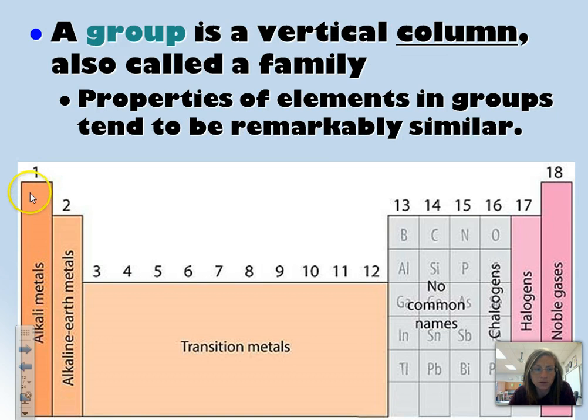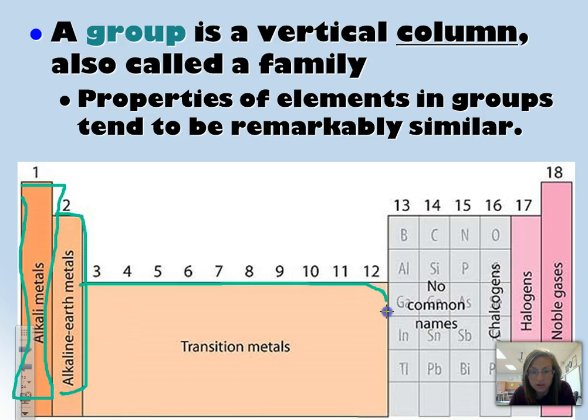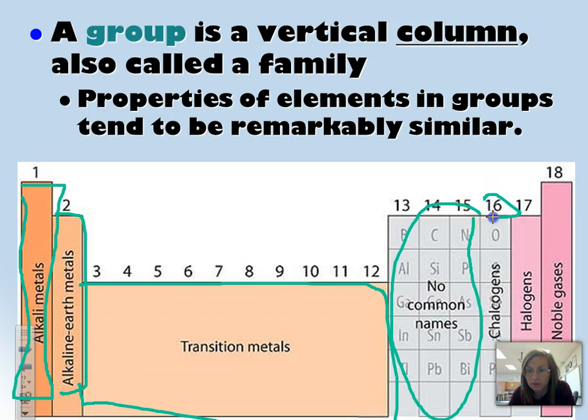A group then is going to be a vertical column. So here you have group 1, which is the alkaline metals, and group 2, alkaline earth. This whole section here is made up of several groups or columns, 3 through 12. They are the transition metals. And then we have a few groups that have no common name. Then you have 16, 17, and 18. Those vertical columns all have properties that are similar, and that's why they are together in those groups, or sometimes also called families.